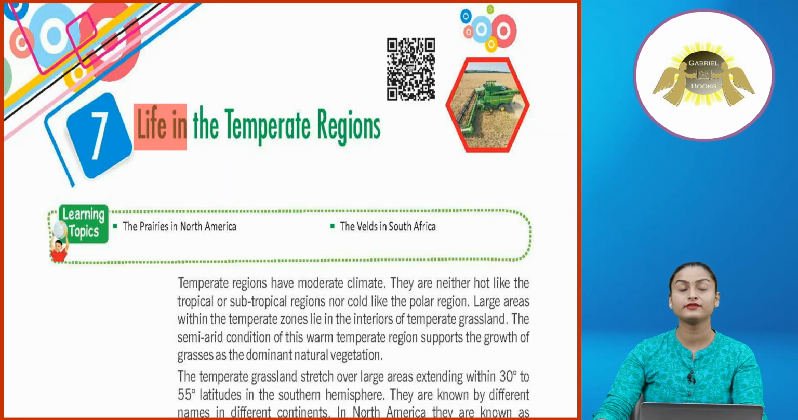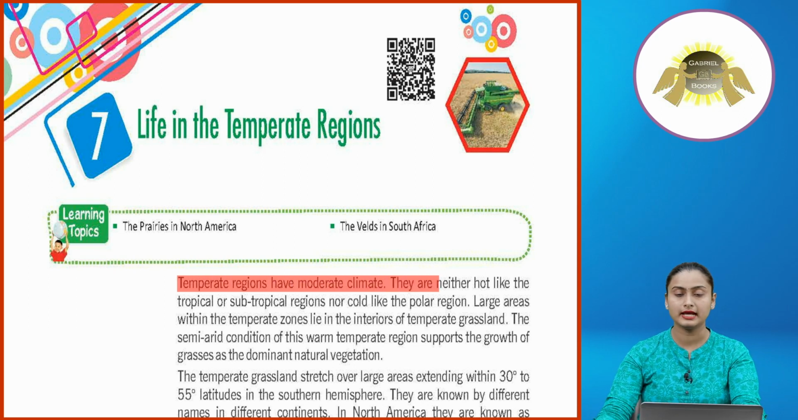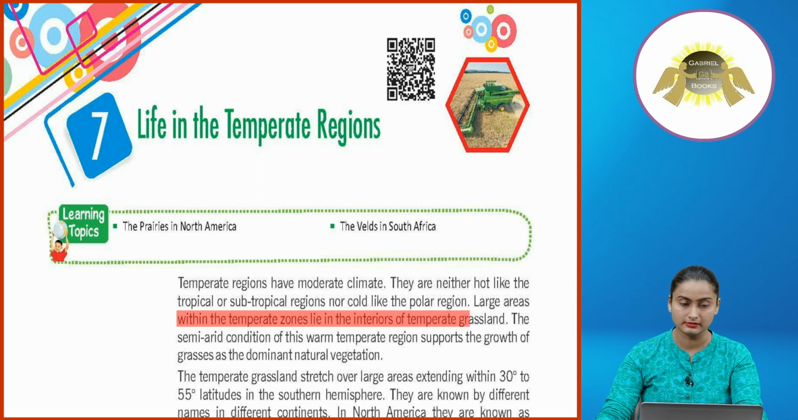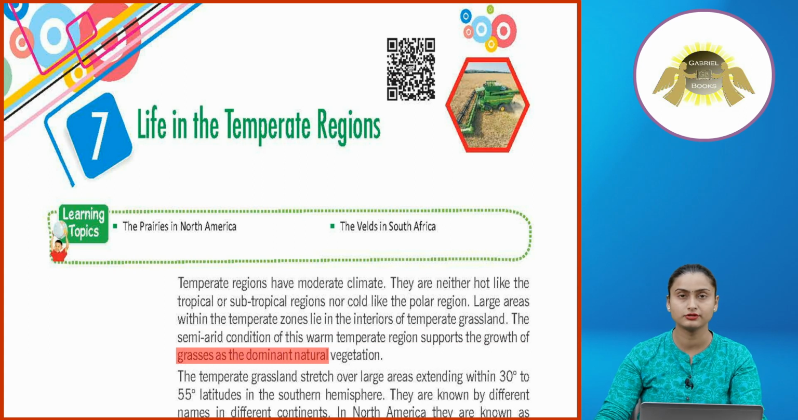Today's topic is life in the temperate regions. Learning topics: the prairies in North America, the veld in South Africa. Temperate regions have a moderate climate. They are neither hot like the tropical or subtropical regions, nor cold like the polar region. Large areas within the temperate zones lie in the interiors of temperate grassland. The semi-arid condition of this warm temperate region supports the growth of grasses as the dominant natural vegetation.